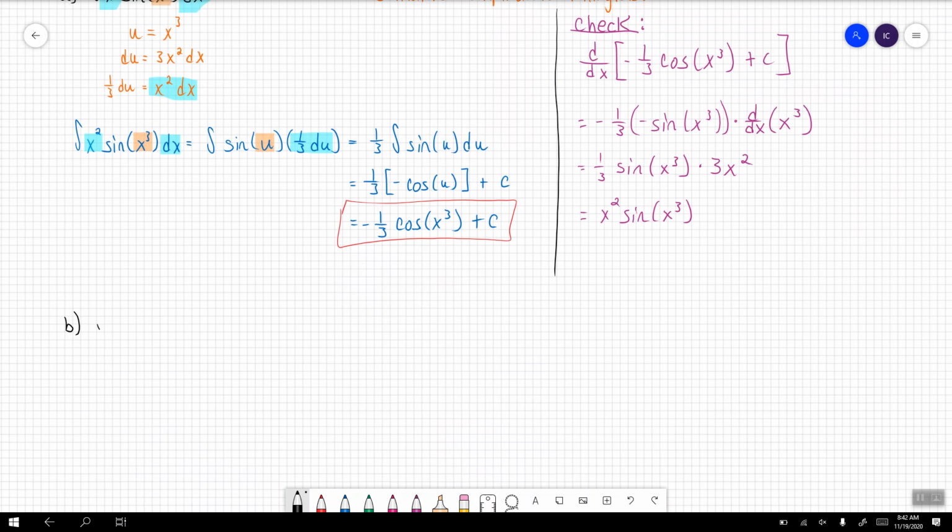Let's investigate another one. The integral of sine of t multiplied by the square root of 1 plus cosine of t, and this is going to be dt.